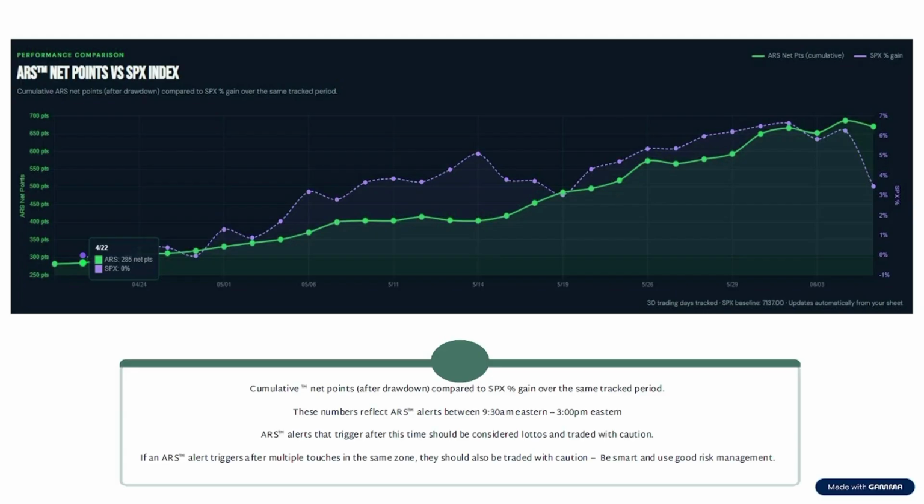And this chart shows a profit curve in comparison to the SPX. It includes the ES cumulative net profits after drawdown compared to SPX percentage gain over the same tracked period. These numbers reflect ARS alerts between 9:30 a.m. Eastern and 3 p.m. Eastern, which we find to be the best time zone for these alerts. ARS alerts that trigger after this time should be considered lottos and traded with caution. If an ARS alert triggers after multiple touches in the same zone, they should also be traded with caution. Be smart and use good risk management.